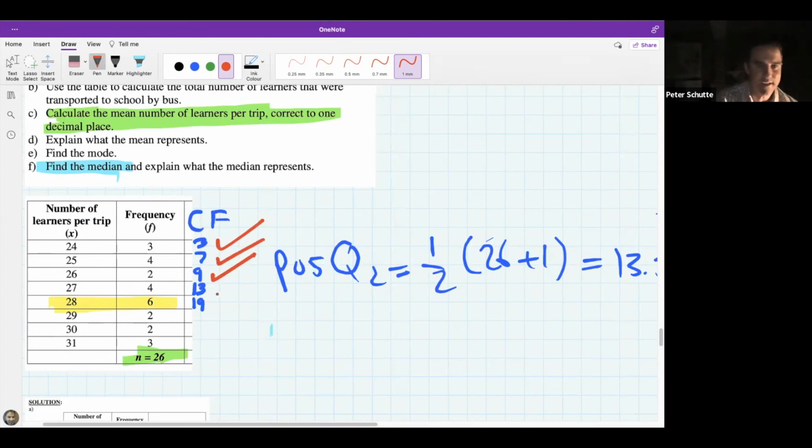Now I've gone up to 9. Now I've gone up to 13. Remember, I need to get to the interval or the grouping. In this case, it's not even an interval, it's just a group. That is the 13 and a half position. And so I have to go one step further because by the end of this interval, I only got to 13. I had to get to 13 and a half, which means that the median is also going to be 28 in this data set.